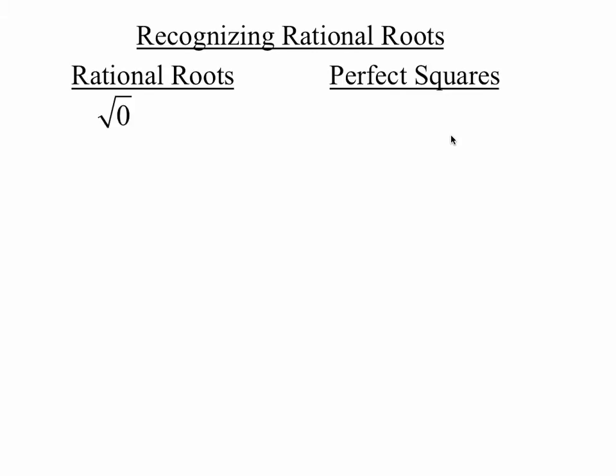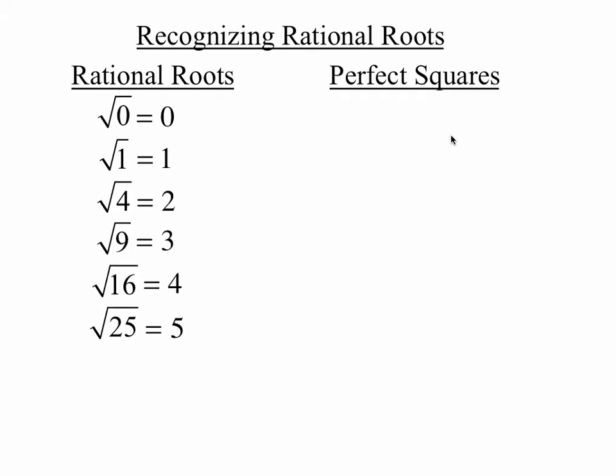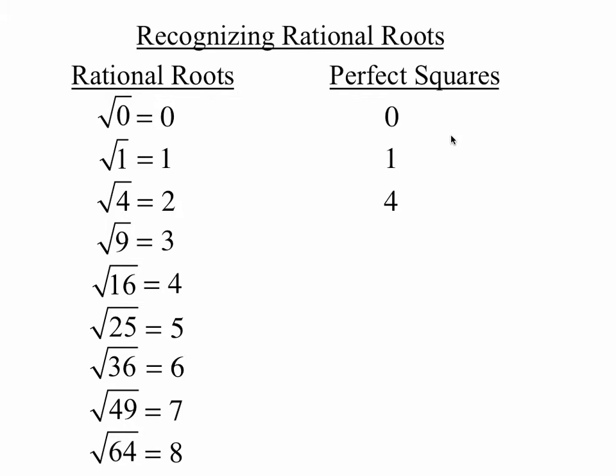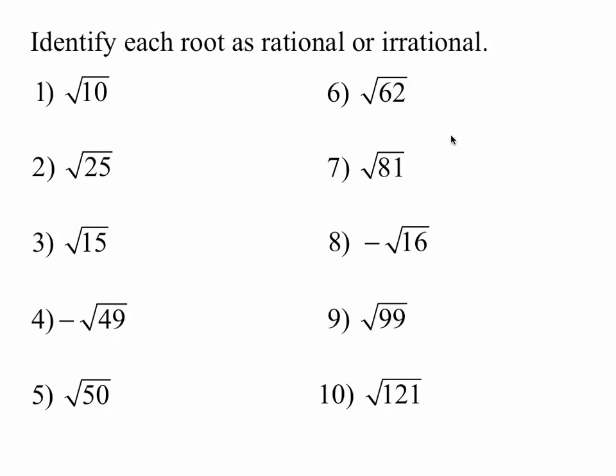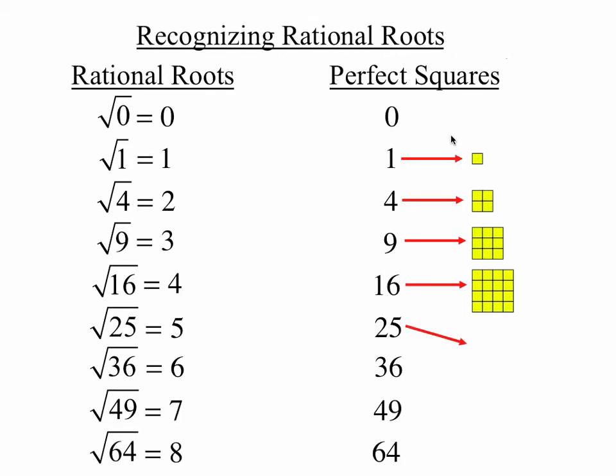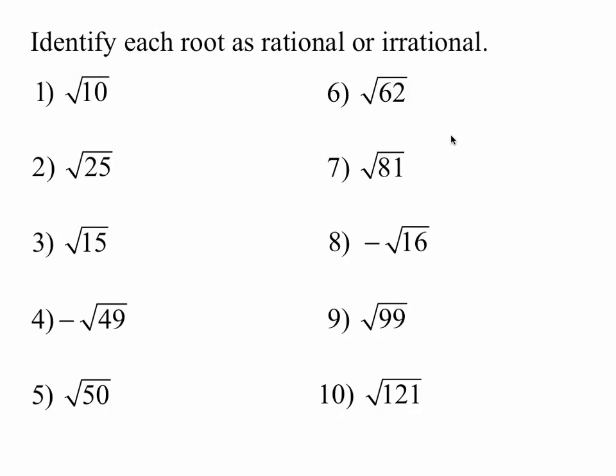recognizing rational roots. Any rational root is a perfect square. And again, these you should know all the way up through 20. 20 squared is 400, so you should know 19 squared. If we show the diagram, they look like this. Sorry about that. And the next would be 6 by 6, which make 36, 7 by 7, which would make 49, and 8 by 8. So square root. Now, take a minute and identify the following numbers as irrational or rational.